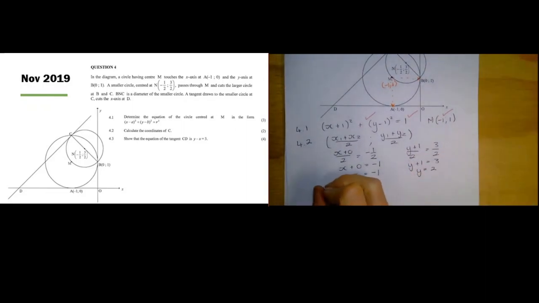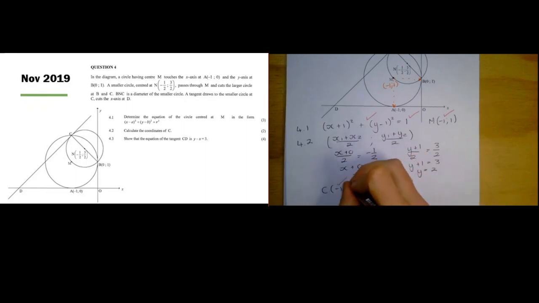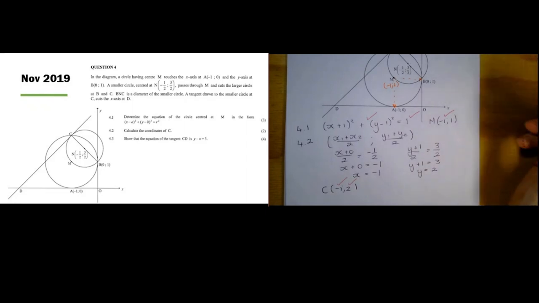Let's write that in. (−1, 2). You would have seen that counted 2 marks. It was just a mark for the negative 1 and the 2. There were different ways to get it, but I thought I would show you the one with the midpoint.